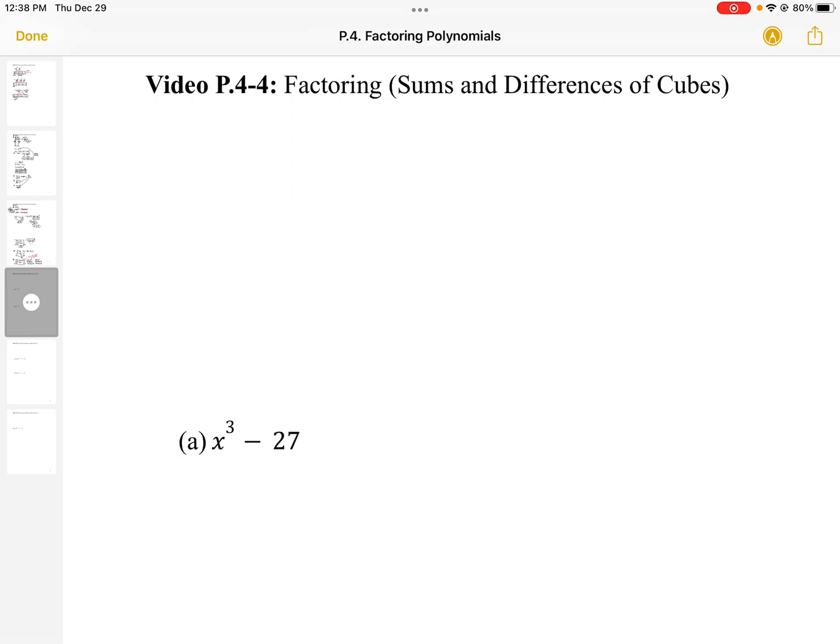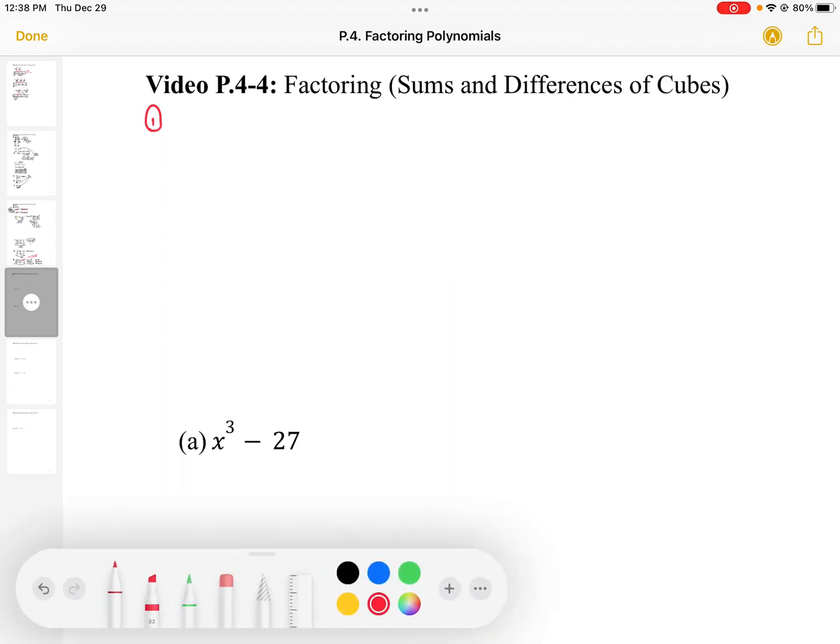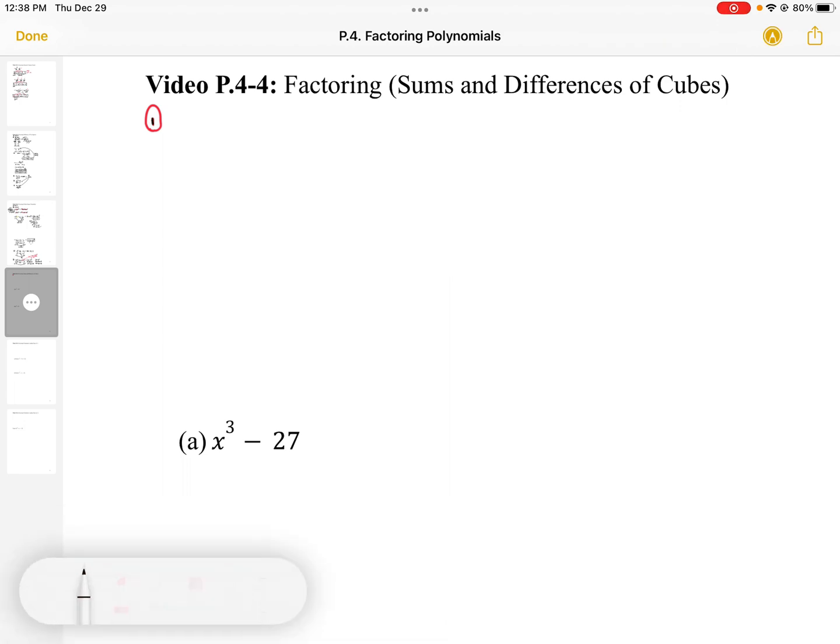In this video, we're going to be looking at factoring a sum or a difference of two cubes. So the first step to factoring is always looking for a greatest common factor. I've emphasized that in every video, and I'm going to continue to do so going forward.